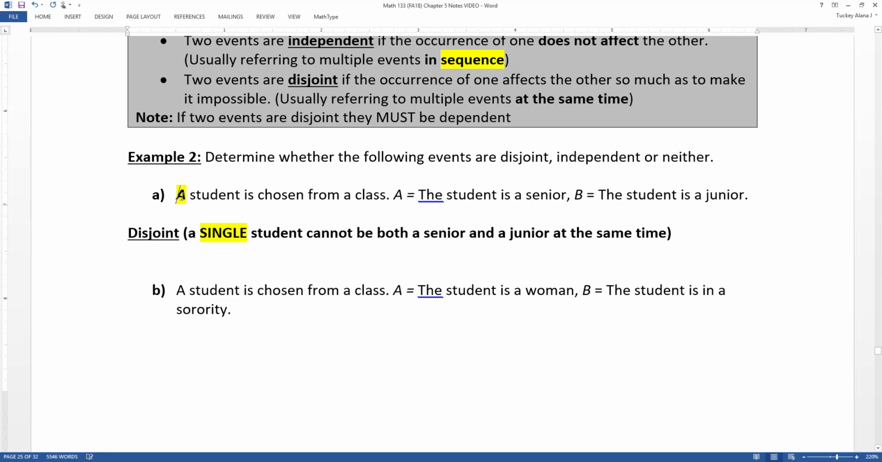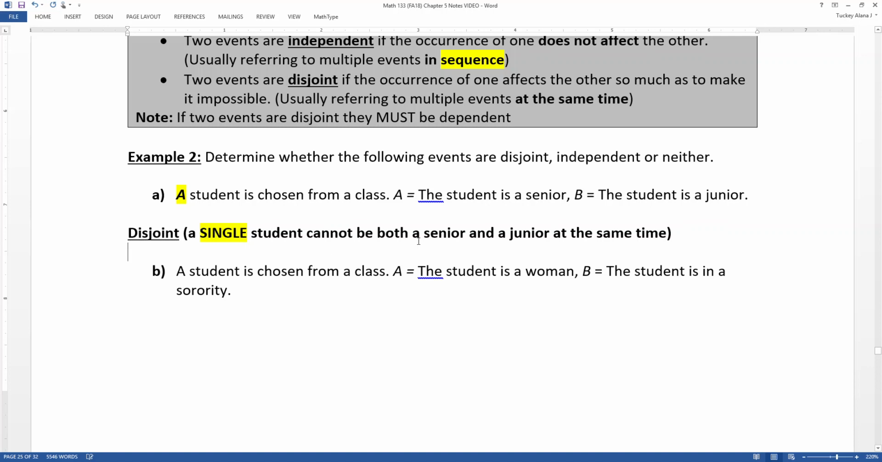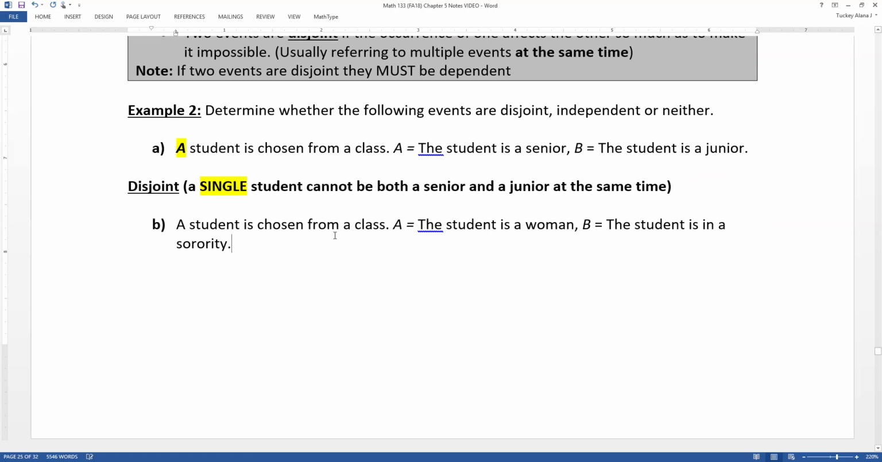That's called the definite article. A definite article lets you know exactly how many there are. That's an English term, right? So it's a single student implied, who cannot be both at the same time. So that's disjoint. Now, a student is chosen from class. The student is a woman and the student is in a sorority. Okay, again, it's a single student. So you might be thinking, all right, disjoint, not disjoint. Well, it's not disjoint because sororities are made up of women. So she could be in both. So that's definitely not disjoint.